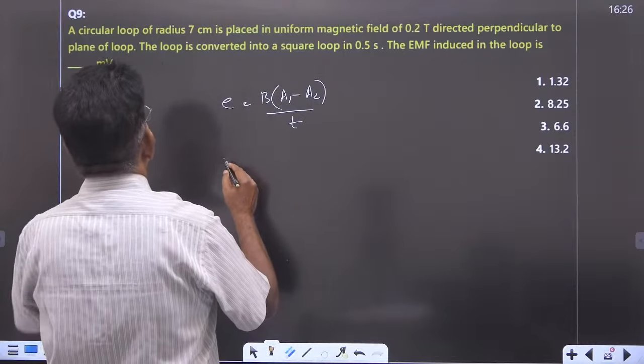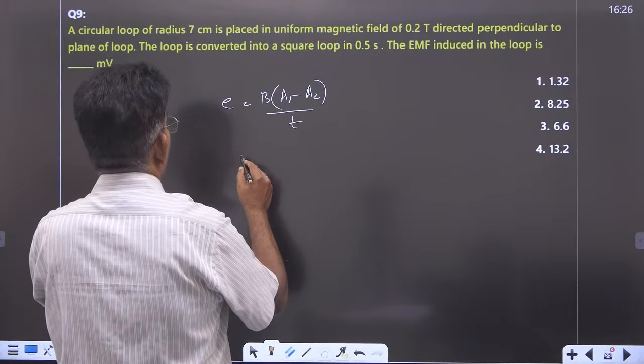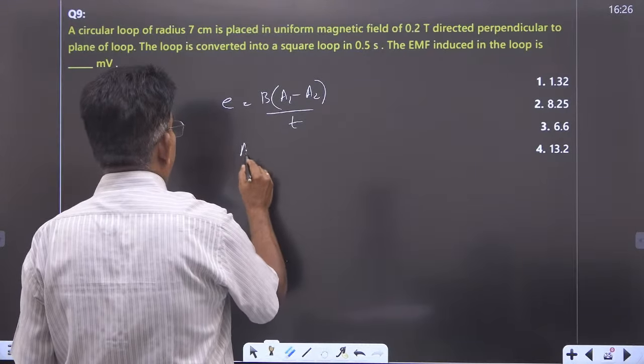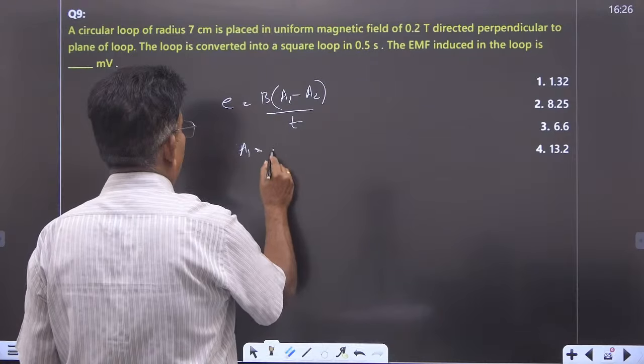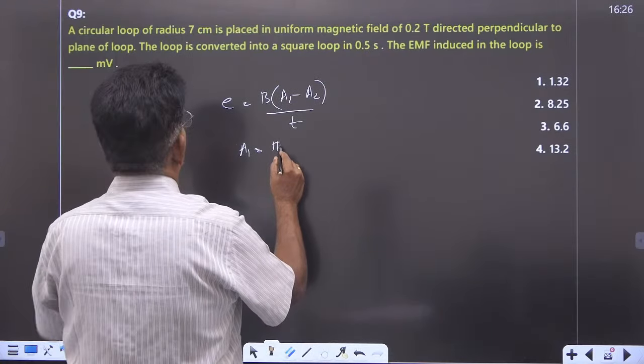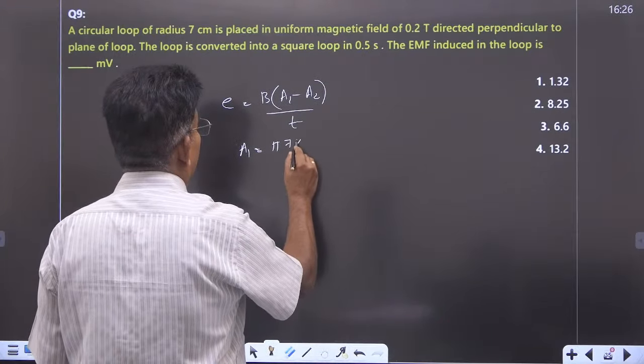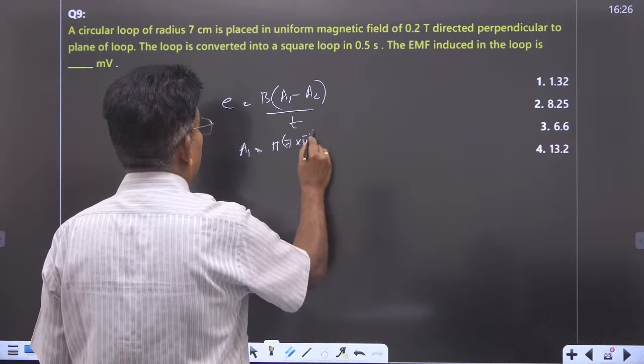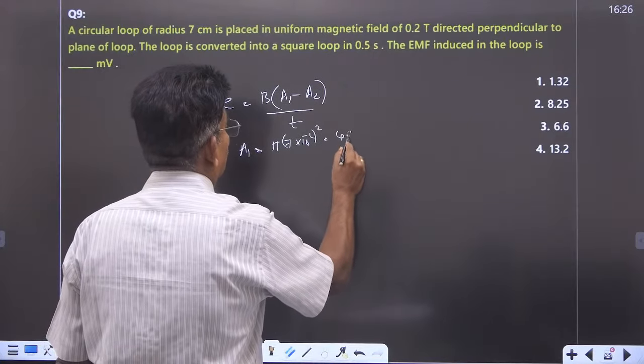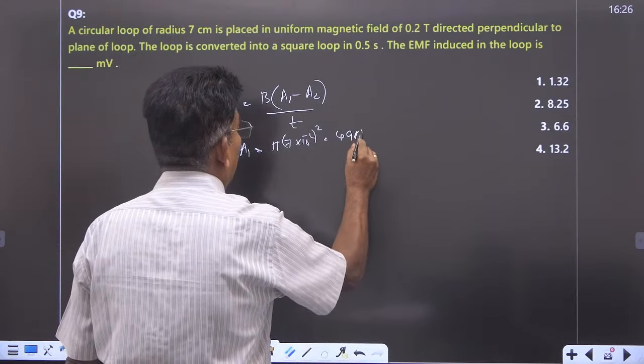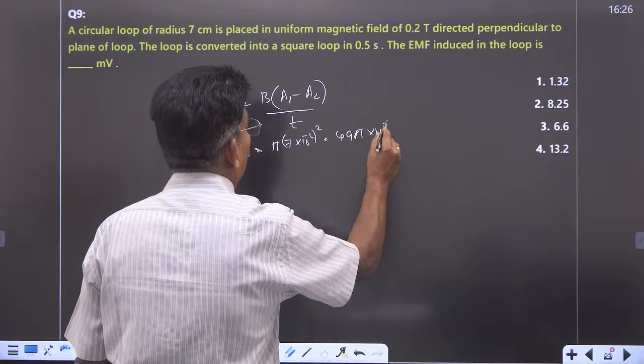The radius of the circular loop is given. Therefore, A1 will be pi r squared, pi into 7 into 10 to the power of minus 2, whole squared. That comes to be 49 pi into 10 to the power of minus 4.